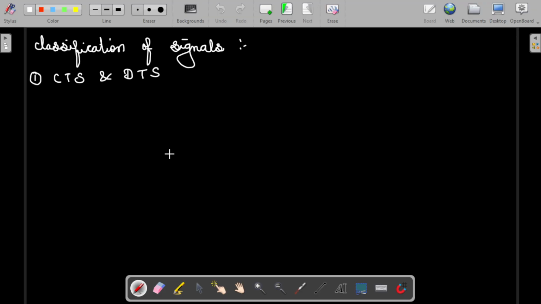The first thing that we are going to study is the classification of signals, continuous time signal and discrete time signal. You guys already know this; I've already explained it enough, but let me explain it even more clearly. So first let us study the continuous time signal. So let us take a continuous signal.